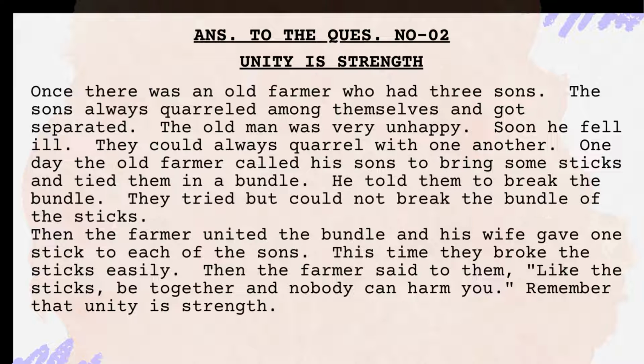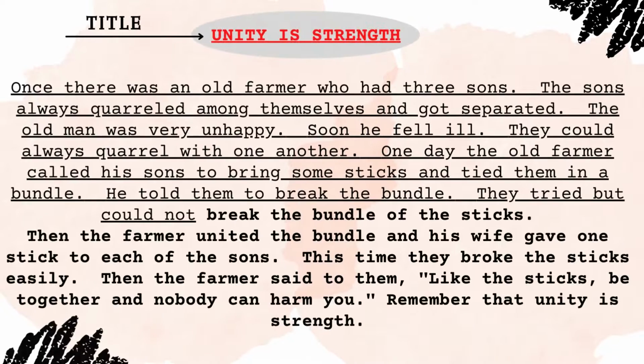The sample story is: once there was an old farmer who had three sons. The sons always quarreled among themselves and got separated. The old man was very unhappy. Soon he fell ill. They would always quarrel with one another. One day the old farmer called his sons to bring some sticks and tied them in a bundle. He told them to break the bundle. They tried but could not. And the question ends here. We have to complete the story from the last line.